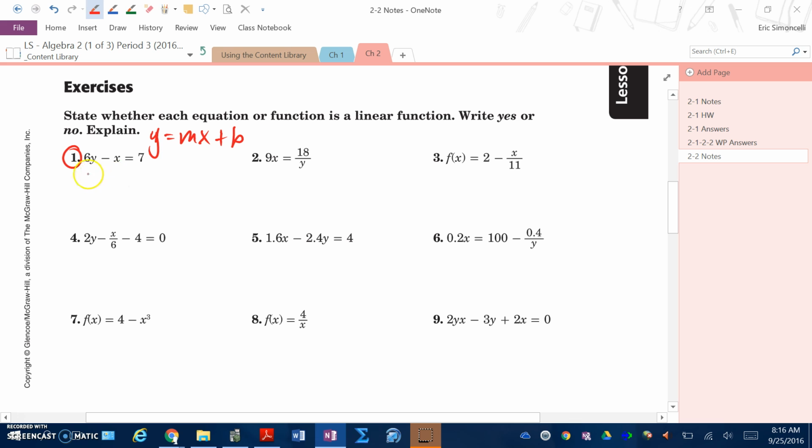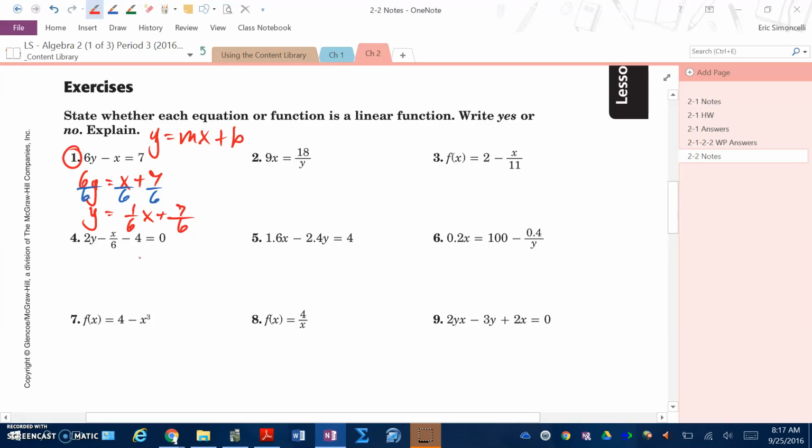Alright, so I'll take this equation and add x to both sides. That's our best bet because it's already negative x. If I add x, I have that 6y equals x plus 7. Then if I divide by 6, I'll have y equals 1/6 x plus 7/6. This equation is in fact y equals mx plus b, and even though we have fractions for m and b, that's totally fine. It's acceptable.